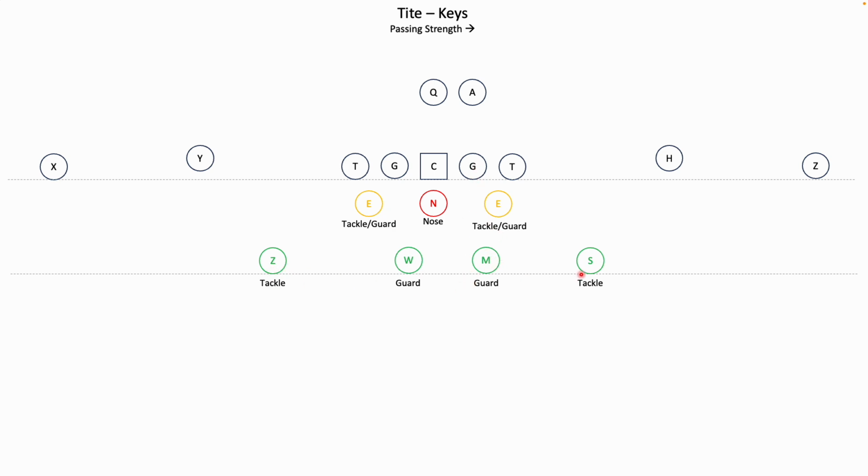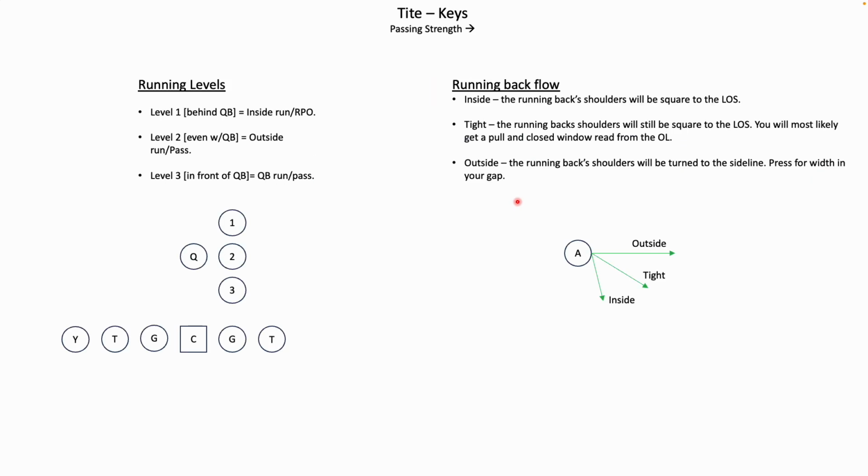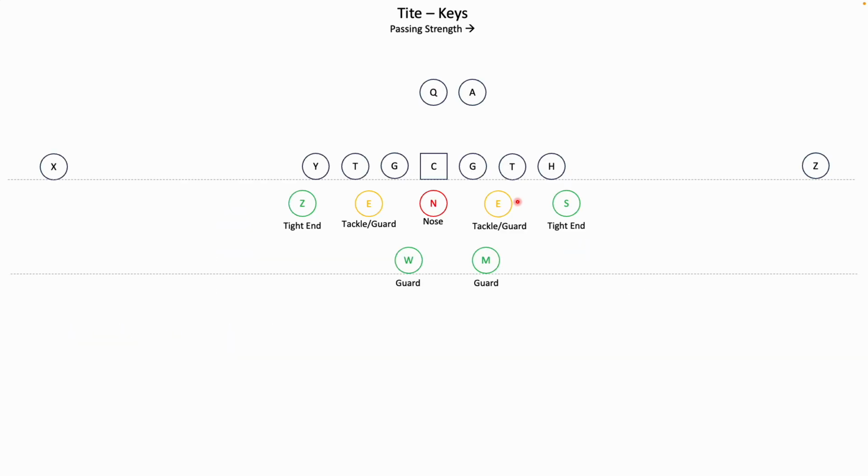And then the Zeke and the Sam, your key depends on the alignment. If you are apexed, because the number two is split, then your key is this tackle. But if the number two is attached, then your key becomes this tight end. Same thing here. Okay, so when the ball is snapped, your eyes should be on your keys.